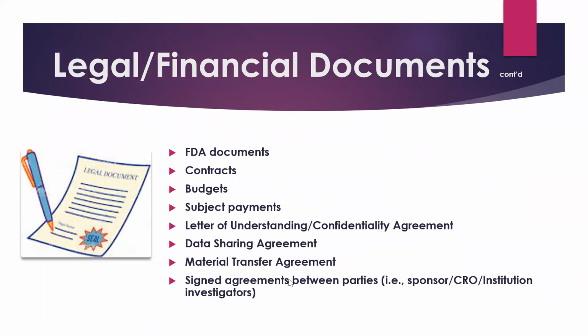Some of those documents are your FDA documents, like your 1572, 1571, those kinds of things. Your contracts, budgets, subject payments might be kept separate if you're paying patients. Your confidentiality agreement, your material transfer agreement, your contracts with the sponsor, the CRO, or your institutional type of contracts.